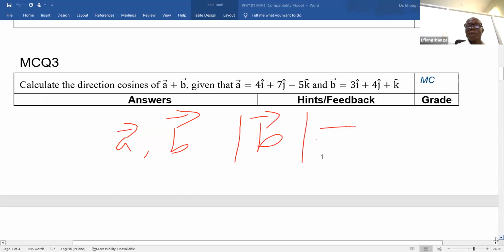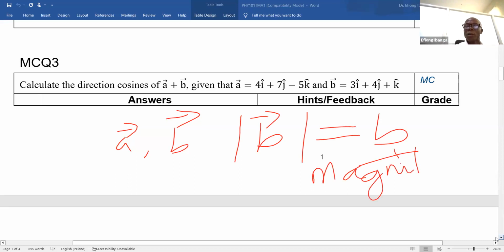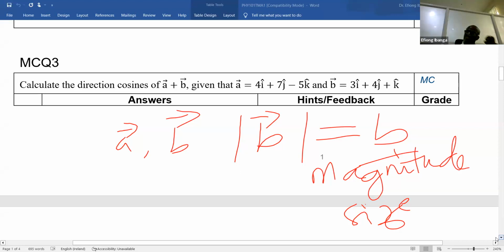This is the same thing, but without an arrow. It means I'm referring to only the magnitude. Magnitude means size. If I'm talking about size only, that is one thing, but for some quantities we need not only the size, but also the direction. Such quantities are called vector quantities.